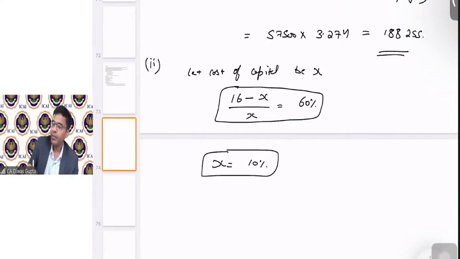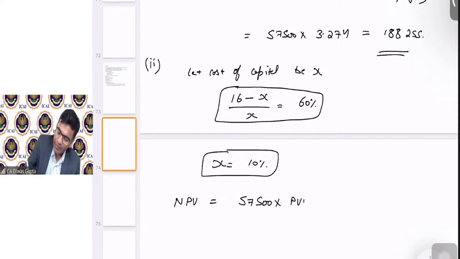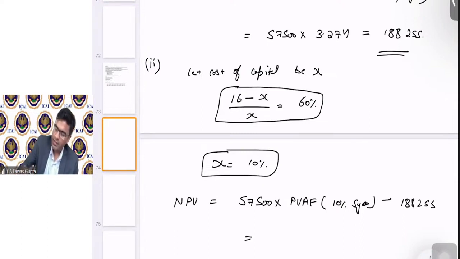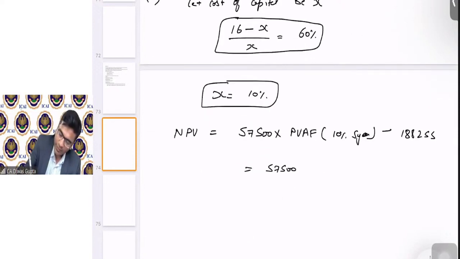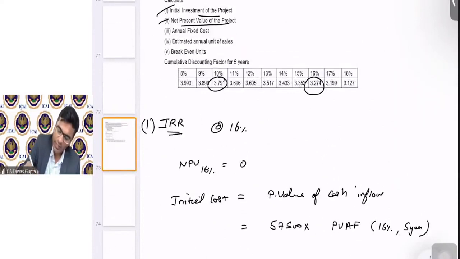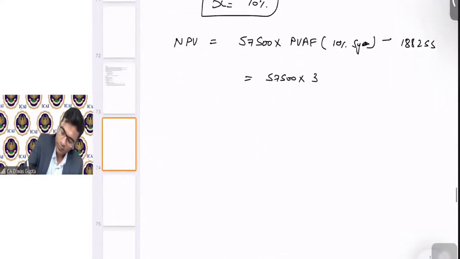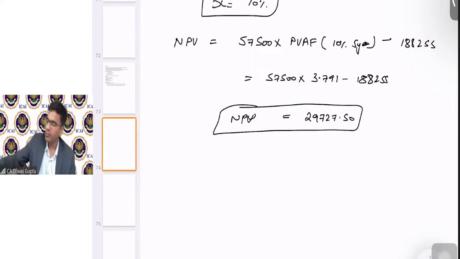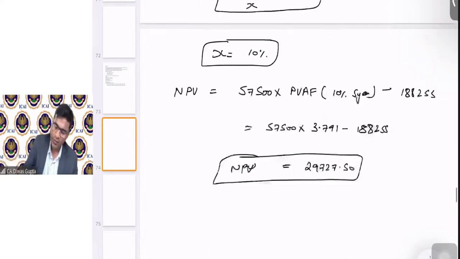Okay, students. So the NPV of the project will be 57,500 at the present value annuity factor of 10% for 5 years, minus the initial cash outflow, which is 1,88,255. So this will be 57,500 multiplied by 3.791, the factor for 10% for 5 years, minus 1,88,255, which is 29,727. This is the NPV. I hope all of you are with me, students, till now.